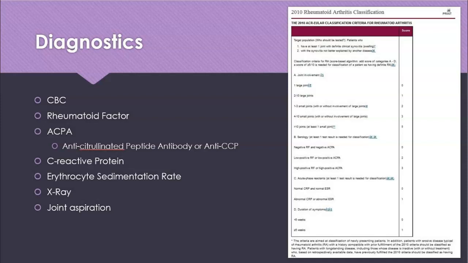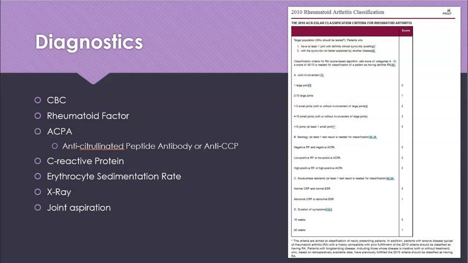100% accurate. They will test for a rheumatoid factor. About 20% of patients have rheumatoid arthritis, but they have a negative rheumatoid factor. And on the flip side of that, about 5 to 10% of healthy patients have a positive rheumatoid factor and don't have the disease. So it's not always 100%, but it's definitely looked at.